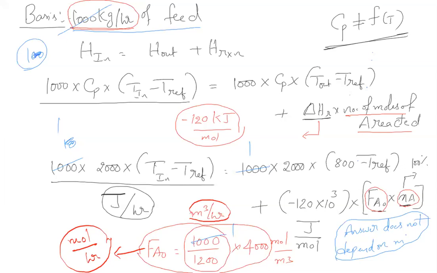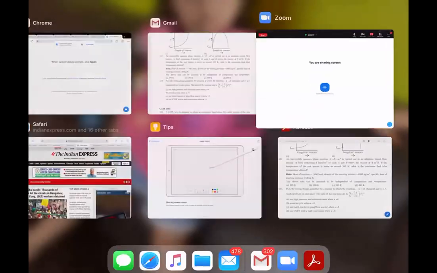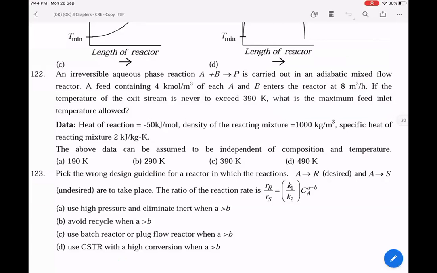Heat of reaction, maybe, give me 1 minute. What I will do is share my screen for the question. Can you read this question? Are you seeing this question? I am referring to question 122. If somebody has not noted this question, you can read it from here.